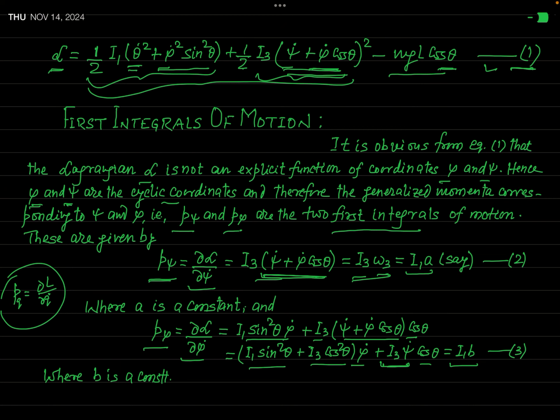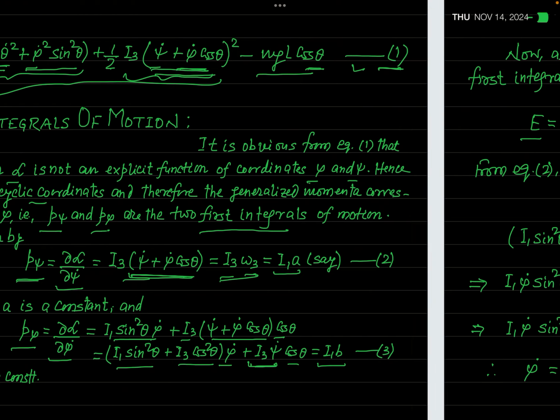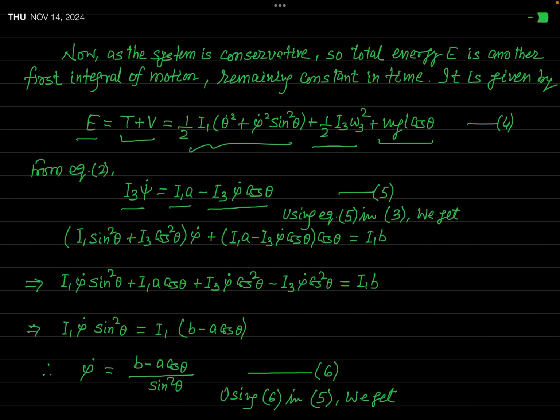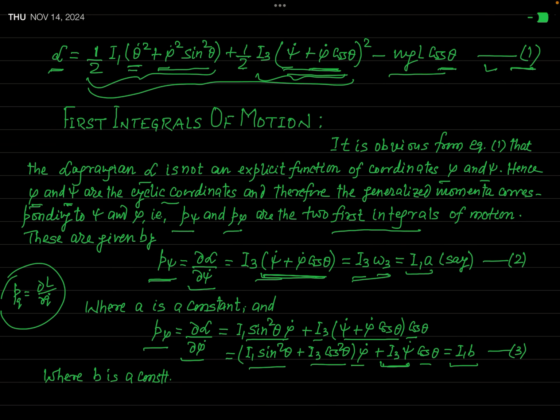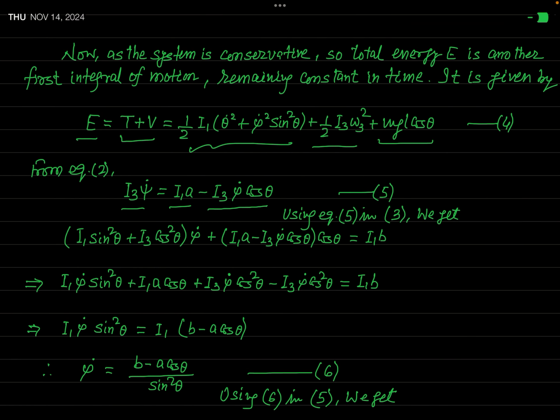So the I3 psi dot which we have obtained will be substituted here in equation 3. I have written the first term here, I1 a, and in place of this I3 psi dot, we will use that result. So the first term is I1 a here, and in place of I3 psi dot, times cos theta, and that is equal to I1 b. You can see equation 3.